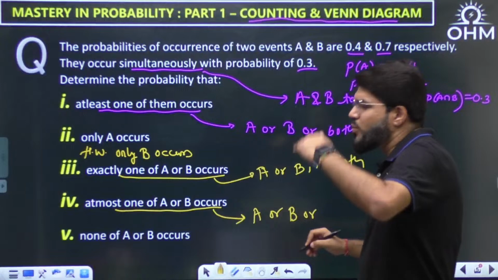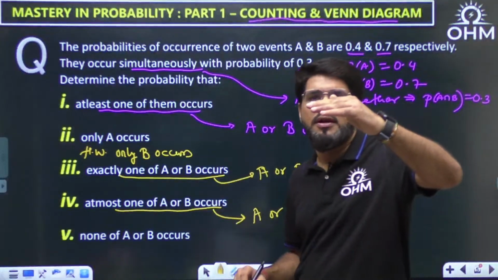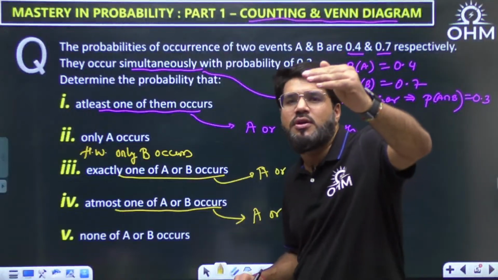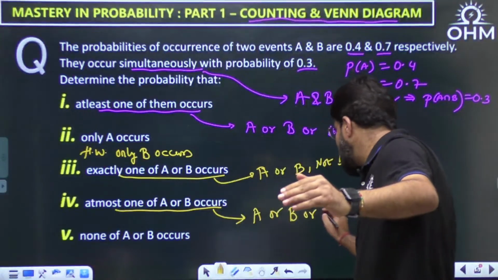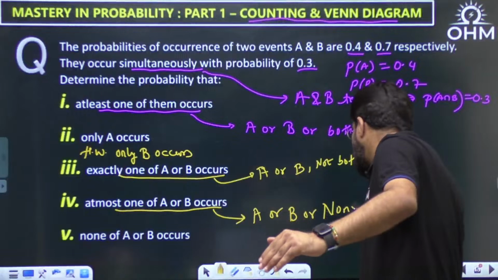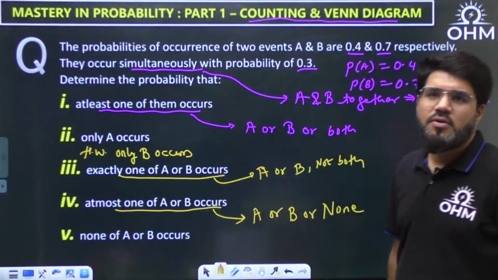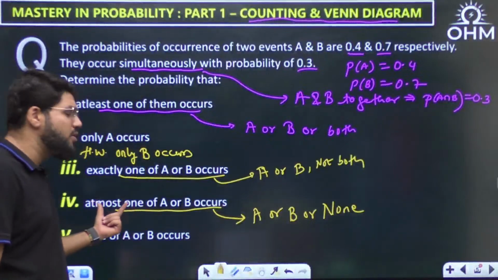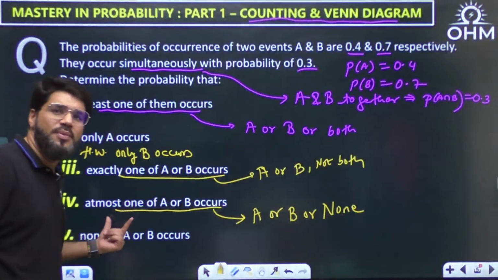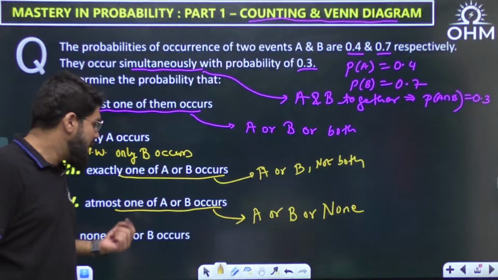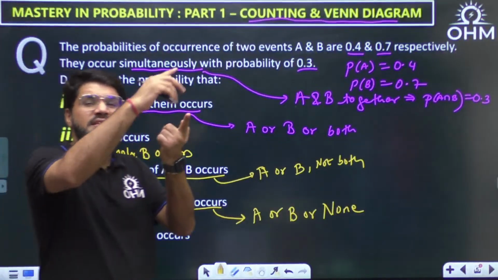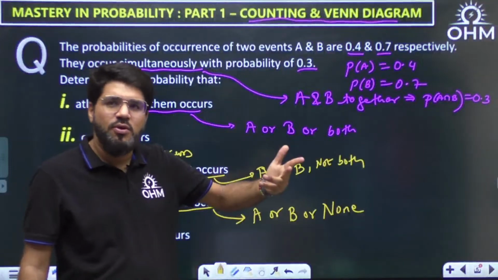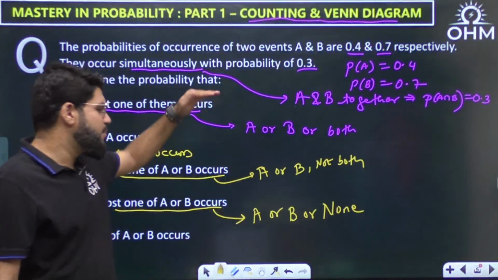Here, at most one should occur. Maximum one of them should occur, or 0 can also occur. So A can occur, or B can occur, or none of them occurs. If none of them occurs, how many events occurred? 0. So how many events should occur? At most one. At most one means if 1 is the maximum number, below it 0 can also come. Maximum one event can happen, so 0 is also possible. You can take up to a maximum of one event.